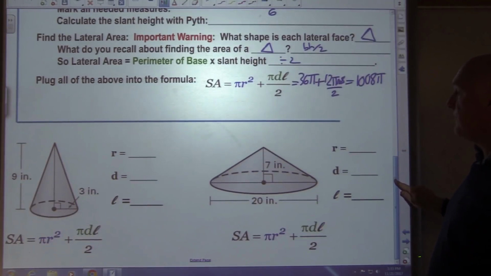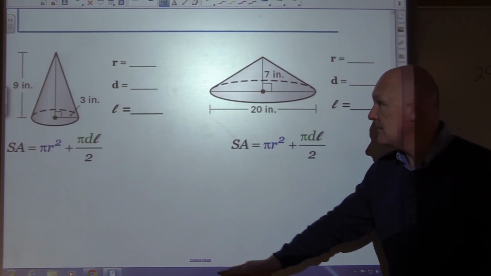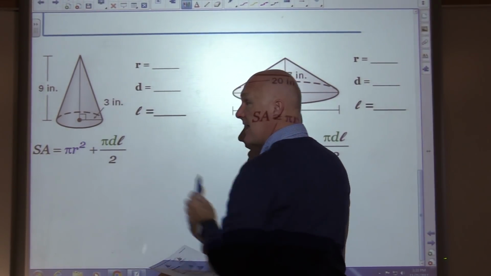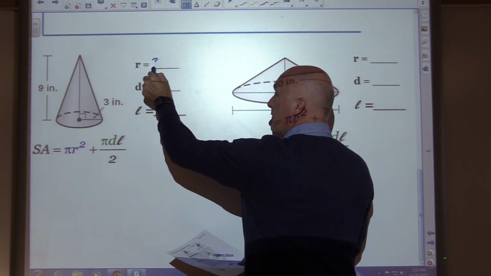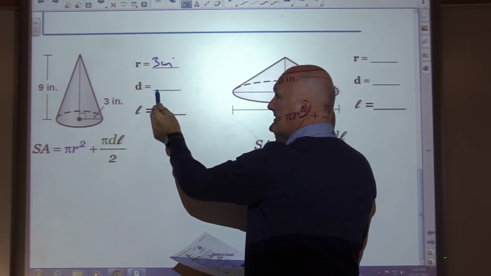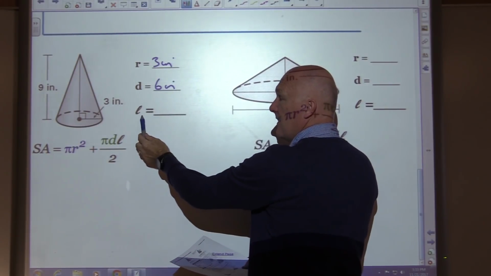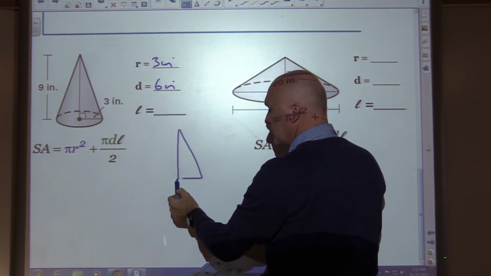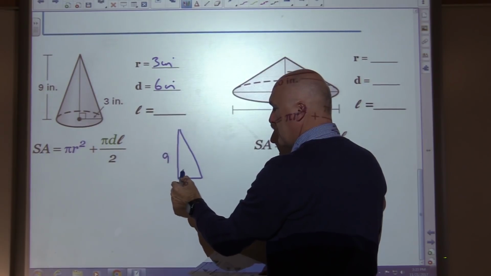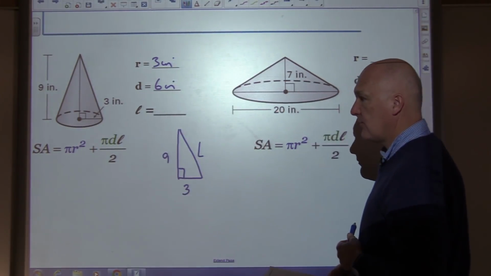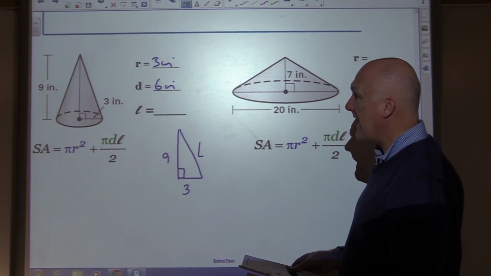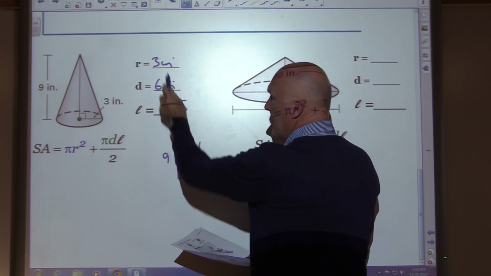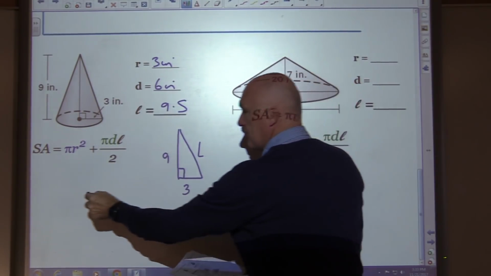If we move down, we're now going to do similar to what we did with the pyramids. Let's see how far we get with this. This is what we're aiming at. Remember, this is the area of the base. We have the radius, 3 inches. The diameter then is double that, so it's 6 inches. This L, remember, to get L, we need to use Pythagoras again. Same old thing, 9 squared plus 3 squared, and we get our L, which I can tell you is 9.5.